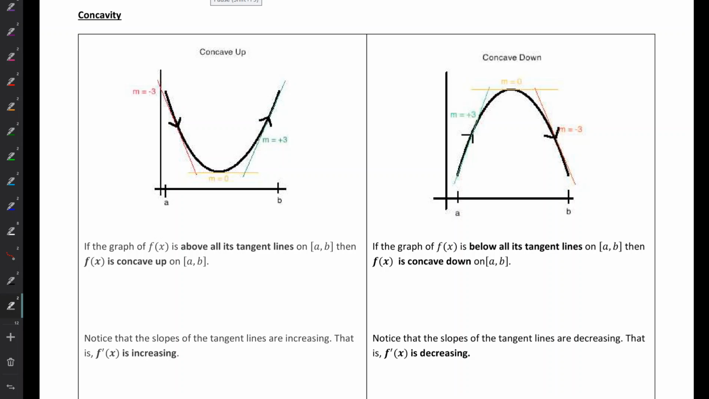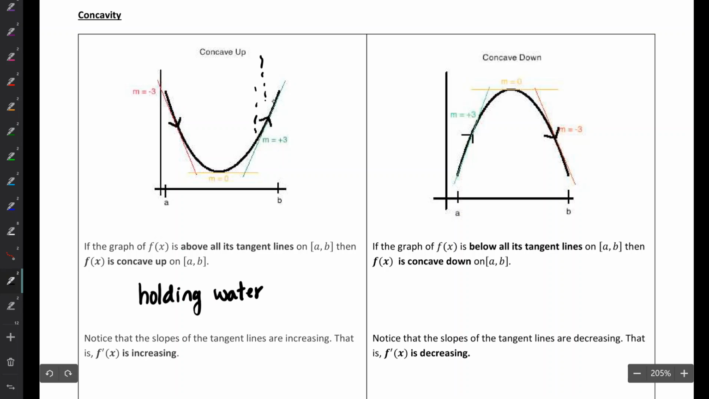In this video, we'll talk about concavity and do example 4. So concave up. This is a picture of a function that is concave up. One way to think about this is if the graph of the function is above all its tangent lines on an interval, then that function is concave up on that interval. You can think about it as just holding water. If it was raining, water would stay on this shape.